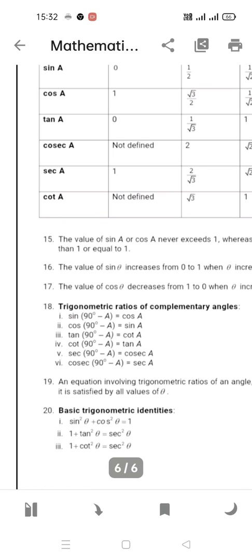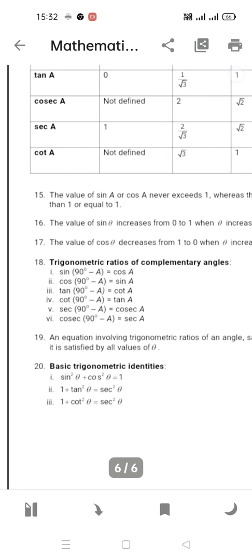So these are some complementary angles. Sine 90 degree minus A is equal to cos A. Cos 90 degree minus A is equal to sine A. Tan 90 degree minus A is equal to cot A. Cot 90 minus A is equal to tan A. Sec 90 minus A is equal to cosec A. Cosec 90 minus A is equal to sec A. These are some trigonometric ratios of complementary angles.